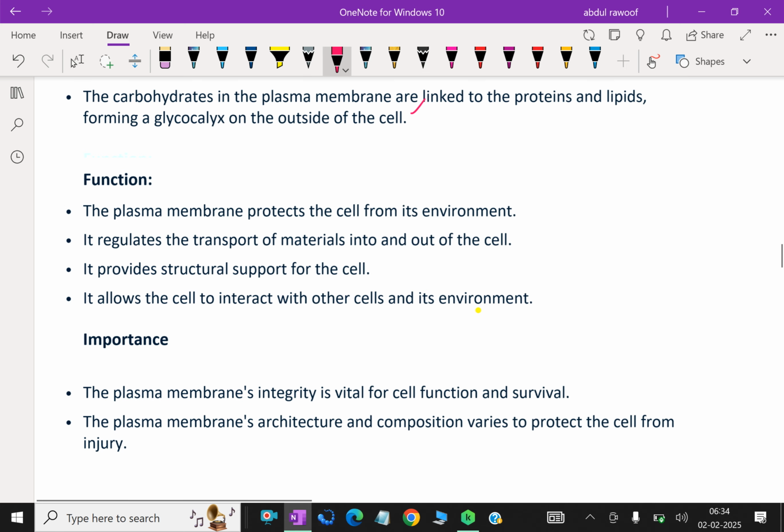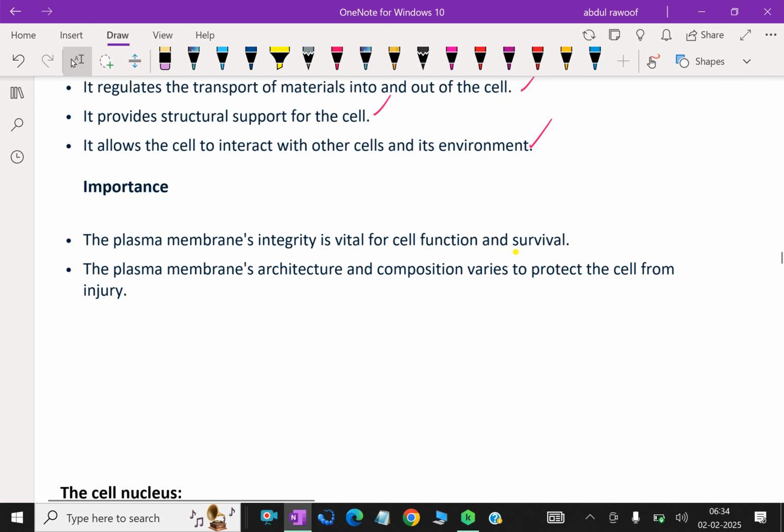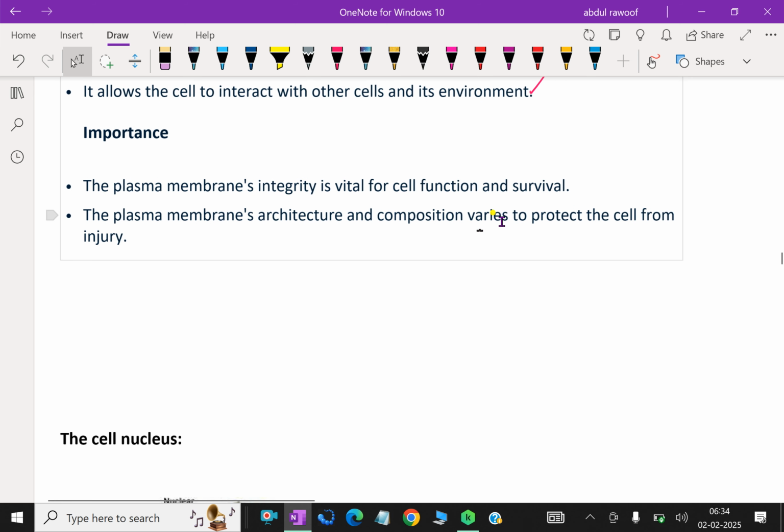Its function: the plasma membrane protects the cell from its environment. It regulates the transport of materials into and out of the cell. It provides structural support for the cell. It allows the cell to interact with other cells and its environment. Importance: the plasma membrane's integrity is vital for cell function and survival. The plasma membrane's architecture and position vary to protect the cell from injury.